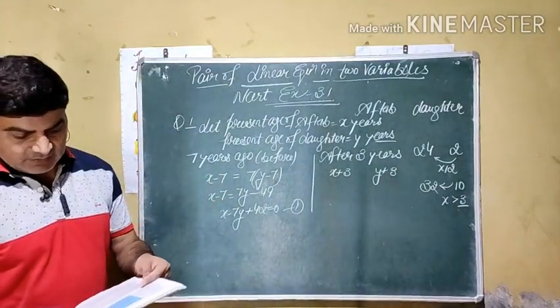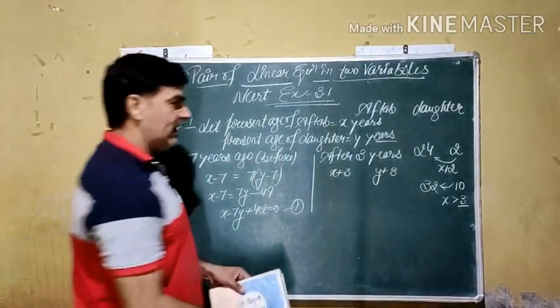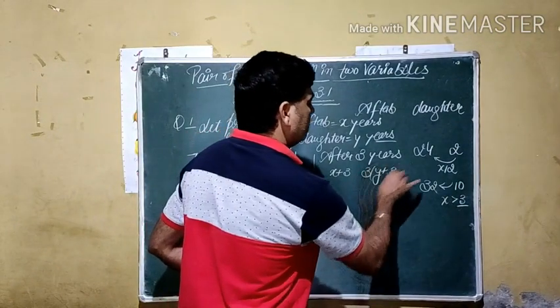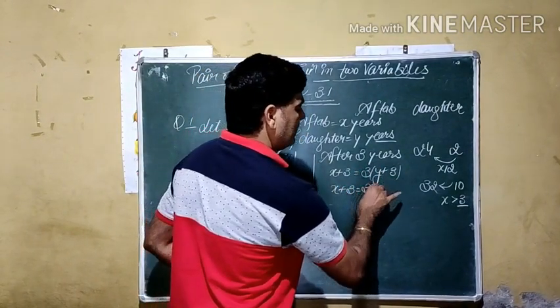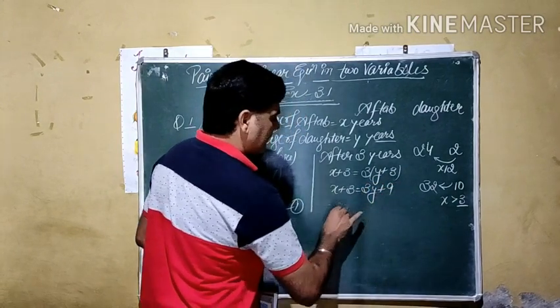Here it is given: I shall be 3 times as old as my daughter. So it becomes x plus 3 is equal to 3 times (y plus 3), that is 3y plus 9. If we simplify, we get this.